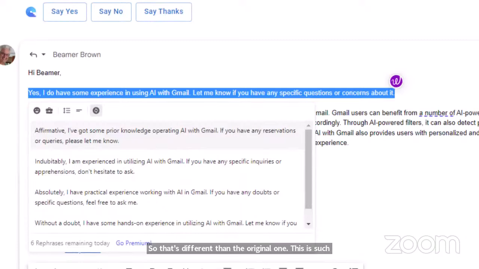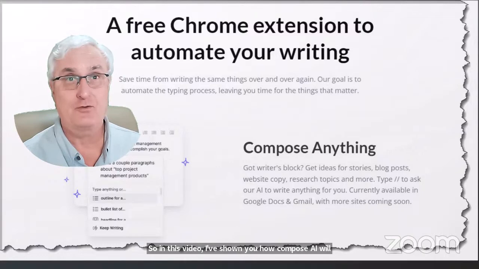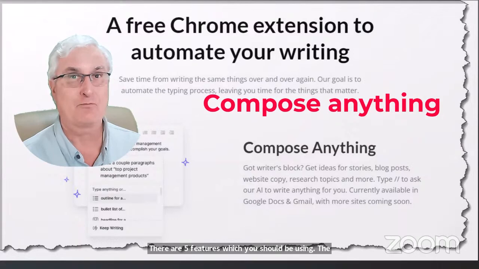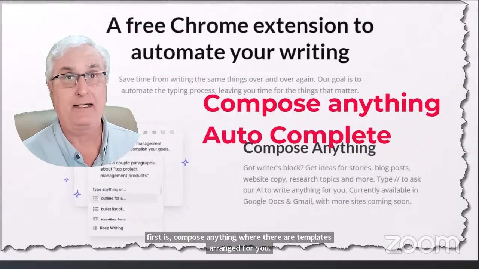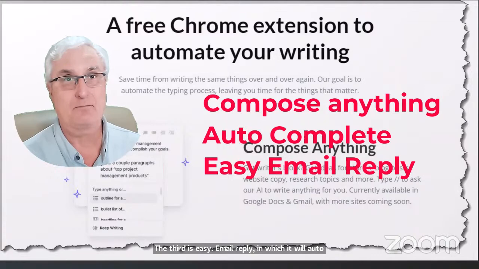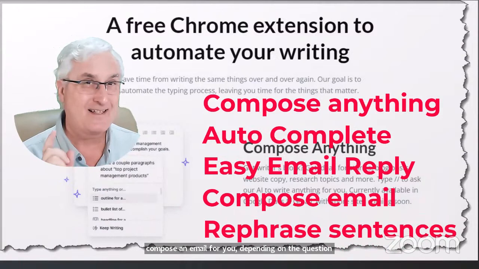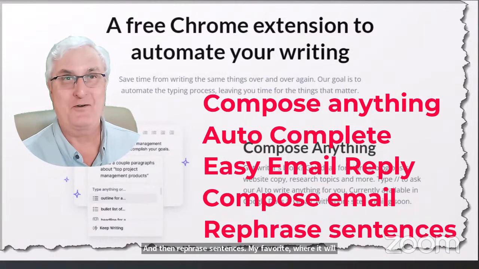So in this video, I've shown you how Compose AI will help you be more efficient with Gmail. There are five features which you should be using. The first is Compose Anything, where there are templates arranged for you. The second is autocomplete, where you can complete a sentence or a paragraph quickly. The third is easy email reply, in which it will auto reply for you in a more customizable form. The other is compose email, where it will actually compose an email for you depending on the question you pose, and then rephrase sentences. My favorite, where it will change the reply based on your tone. So these are five features why I feel you should be using Compose AI.